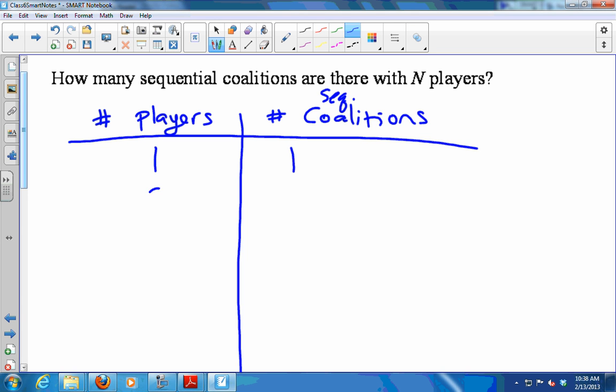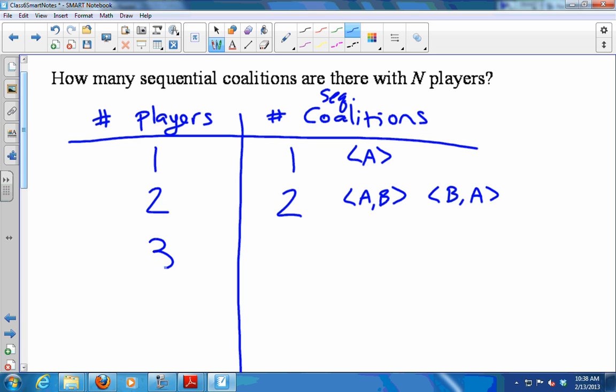Now, if you have two players, say A and B, how many teams can you make if order matters? Two. A, B, or B, A. Well, there aren't too many. I'll list them so we can see what we're doing here. This would be A, B, and B, A.